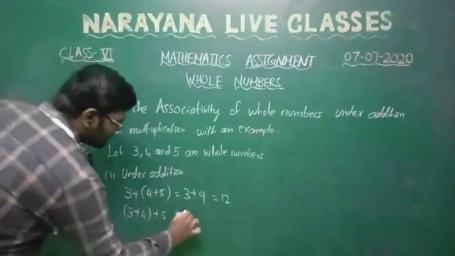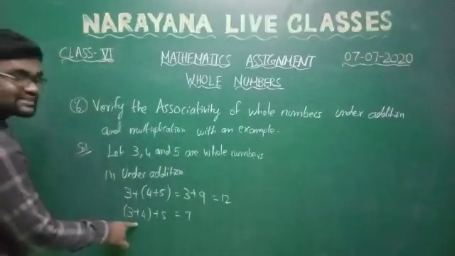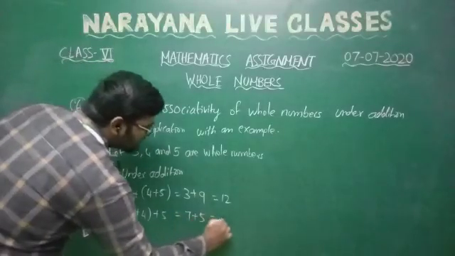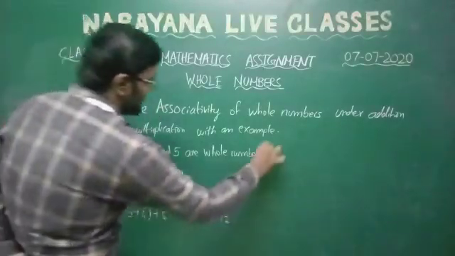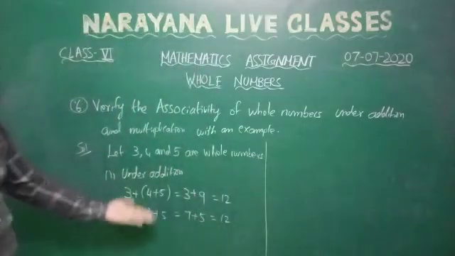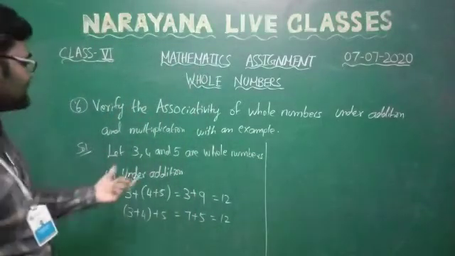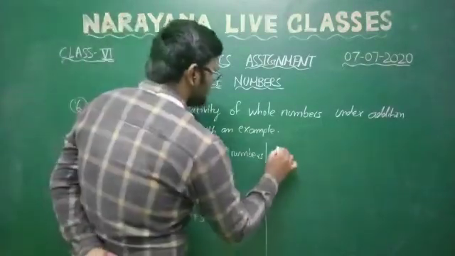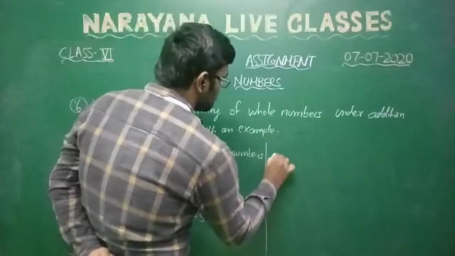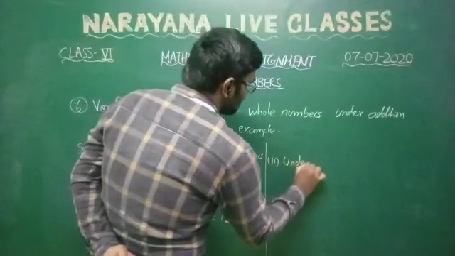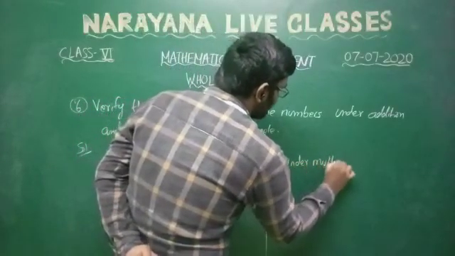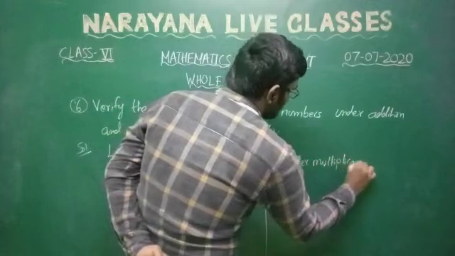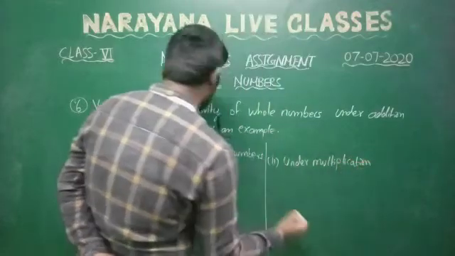Similarly, here also, 3 plus 4, first you have to solve the bracket. 3 plus 4 is 7 and 7 plus 5 is also 12. Hence it is verified. Okay, both are the same, hence it is verified. Similarly, under multiplication also we should do the same. Instead of the addition operation, we should multiply.